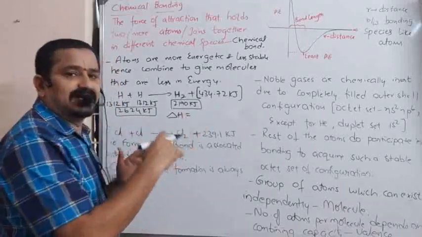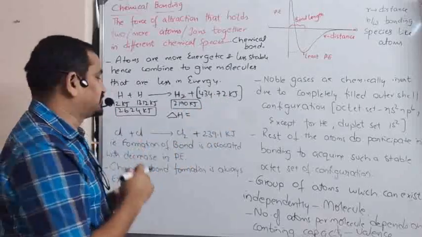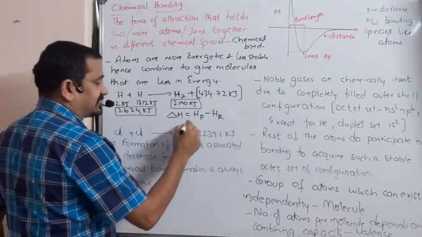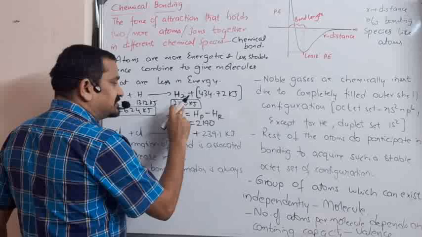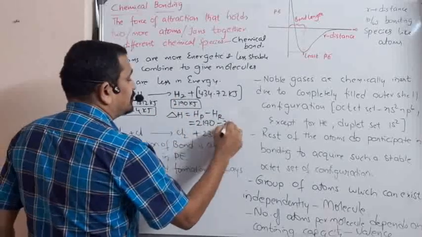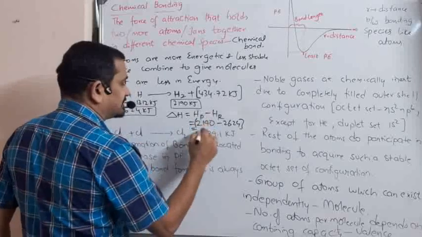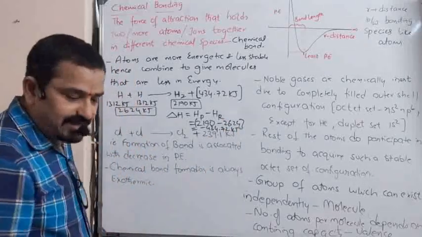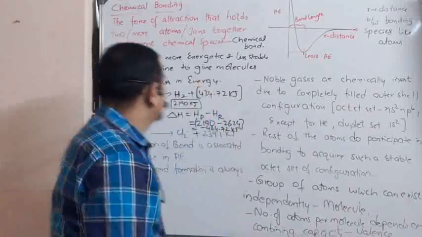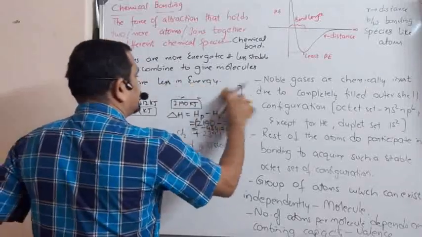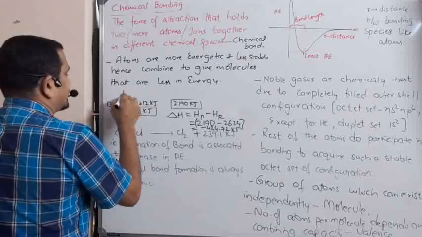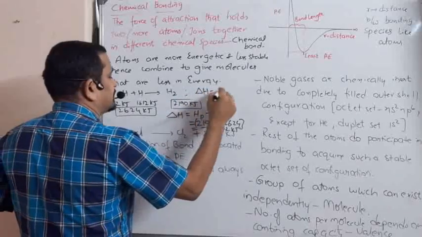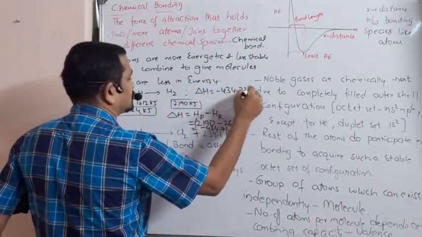So enthalpy change or energy change that happens during a chemical reaction can be calculated as enthalpy of products minus enthalpy of reactants. That is, 2190 is the enthalpy of products minus 2624 kilojoules, whose difference is minus 434.72 kilojoules. In modern notation, the same equation can be written as H plus H giving rise to H2, enthalpy change is minus 434.72 kilojoules.